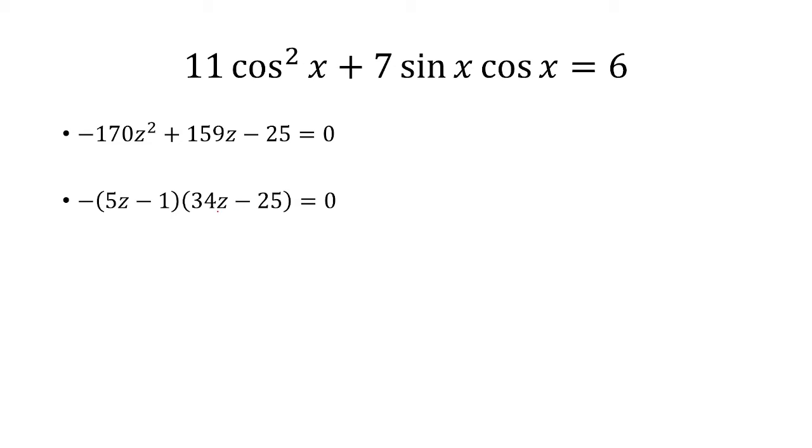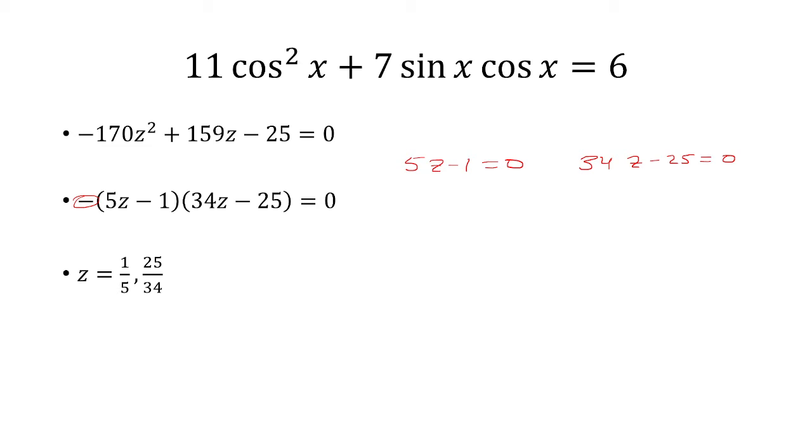And now, if I want to solve for z, I would just set the 5z minus 1 equal to 0 and the 34z minus 25 equal to 0. This negative here, I don't really care because I could just multiply it to the other side as negative 1. So when I set both factors equal to 0, I get z is 1/5 and 25 over 34.